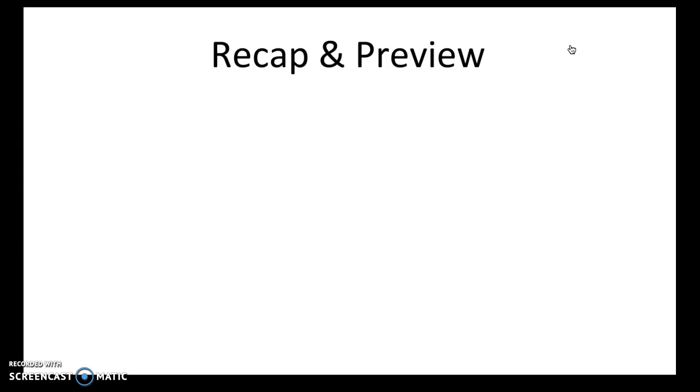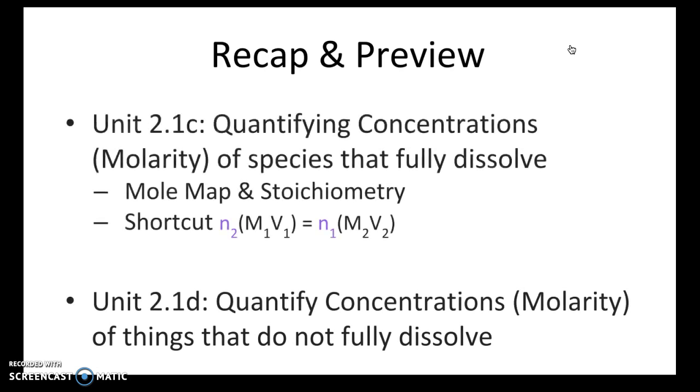All right, before we begin, we're going to do a quick recap of what we covered in Unit 2.1C and preview what we're going to cover in this unit. So in 2.1C, we looked at quantifying concentrations of species that fully dissolve. And here I would annotate when we say fully dissolve, we're talking about strong acids, strong bases, and soluble salts.